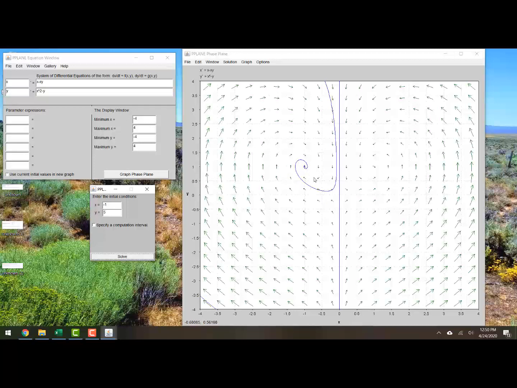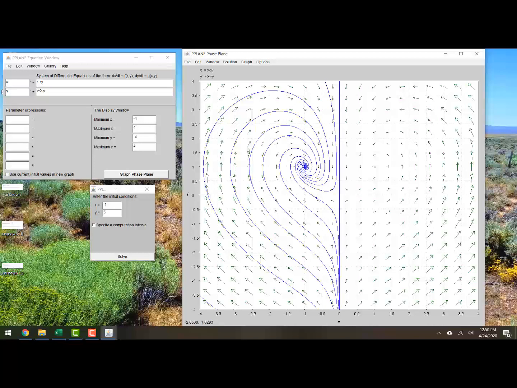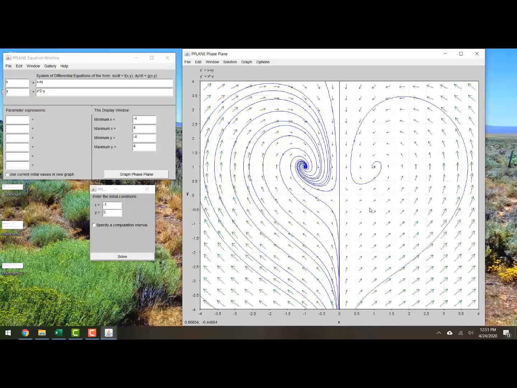So this reminds me of a spiral sink. If you pick any solutions along here, all solutions on the left side of the y-axis will spiral towards that solution, this spiral sink. If you pick solutions to the right side of the y-axis, they also are spiraling towards that sink. So we have a spiral sink at this solution.